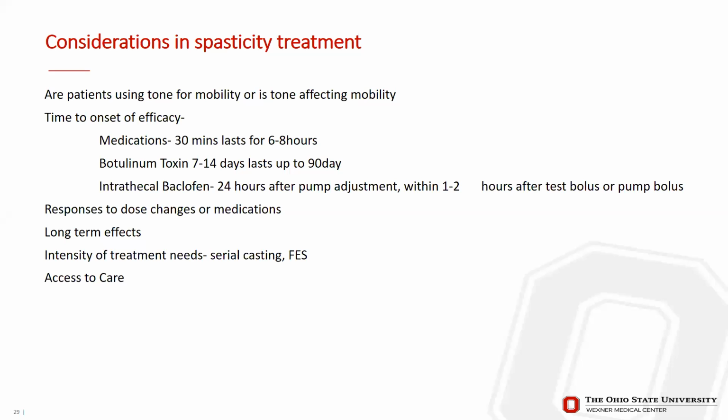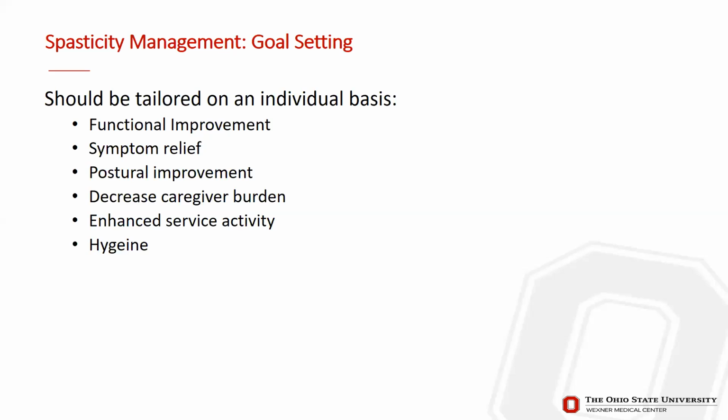So I always do goal setting with my patients. We tailor it to an individual basis. I ask the patients, what do you hope to gain from this? What are your thoughts? What do you want? Do you want symptom relief? Do you just want functional improvement? Do you want enhanced service activities? Do you want hygiene, caregiver burden? A lot of caregivers will say, they're so tight, I can't get them dressed, I can't get them moved, I can't get them in a chair. So we start talking about what are the goals of managing spasticity?